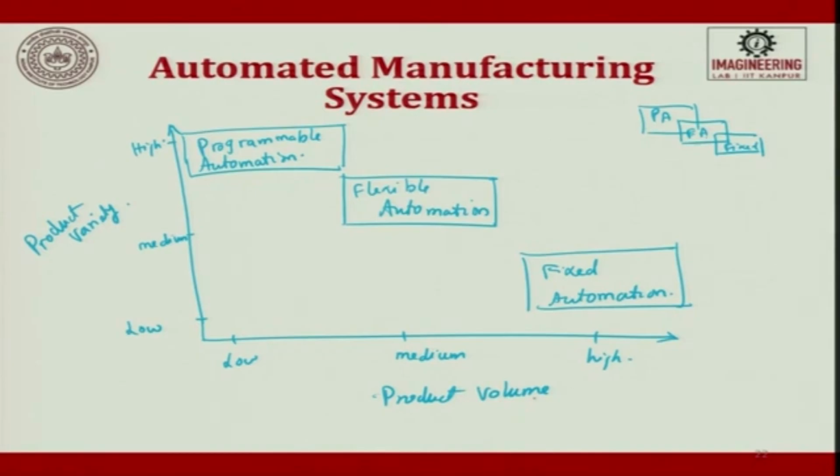And here the product volume we are not saying in terms of numbers. For example, we are not talking about 10,000, 20,000, 50,000. It can be 1, 10, 15 or it can be 1,000, 5,000, 10,000, 1 lakh, 10 lakh, 15 lakhs, whatever it is. So, since we do not know the numbers, we just rate it as low, medium, high and low, medium, high. So, you can see here the automated manufacturing system falls in this category. By looking into this figure, you can quickly remember which automation to choose for your product.